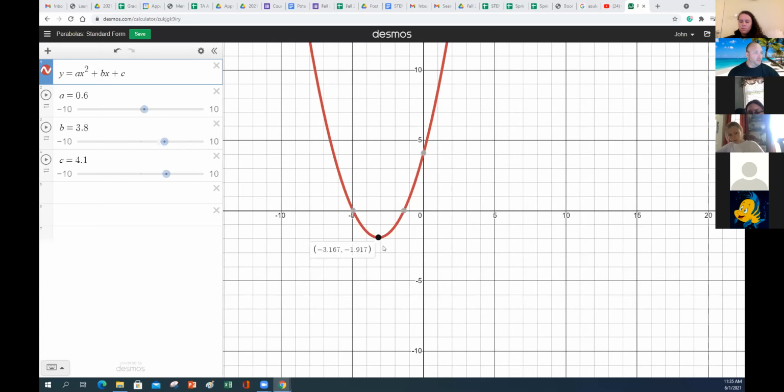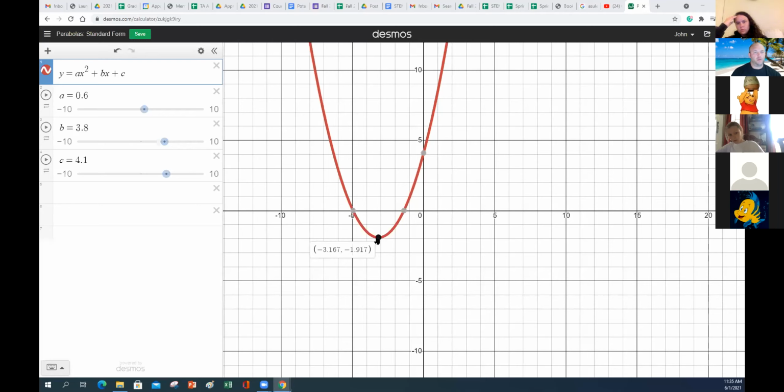We're gonna make it nasty and ugly, as they say, with our values, because that's what you're gonna get on the test. So there's my K value, negative 1.917. There's my H value. There's my vertex. So if I wanted to build this vertex form, we can easily do that.